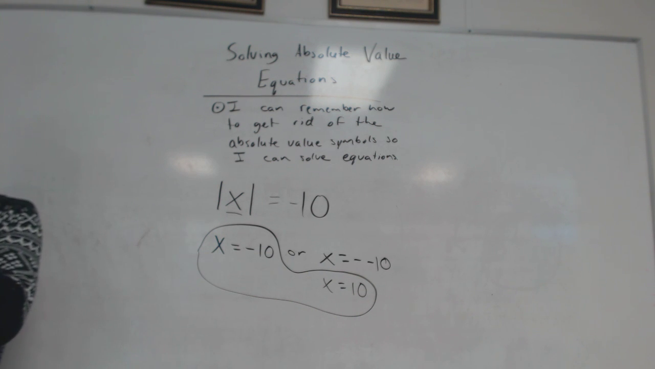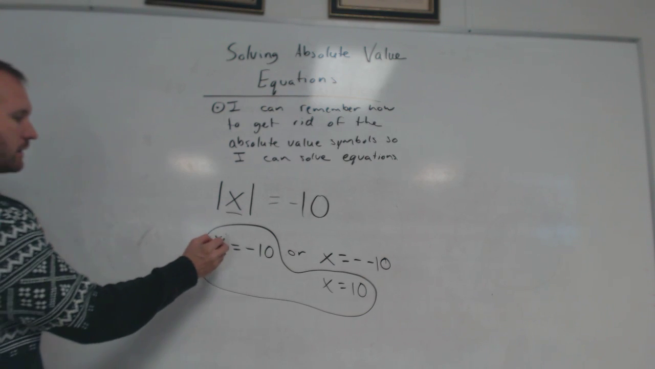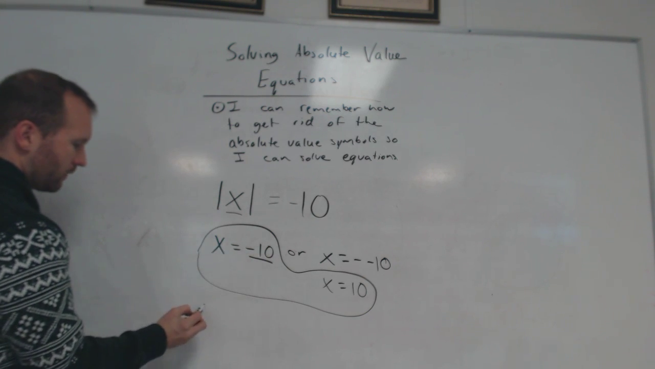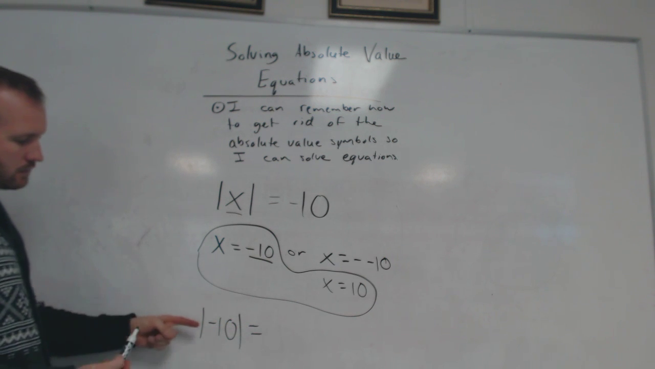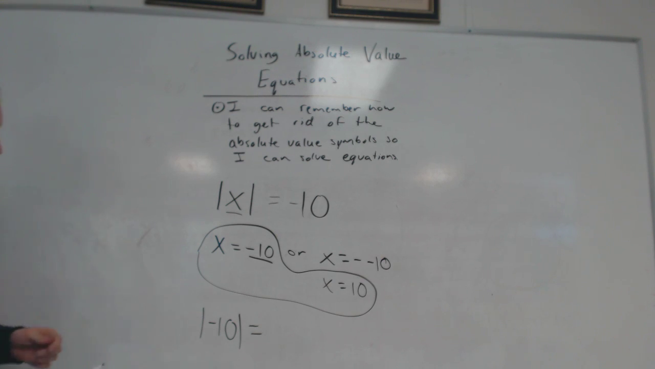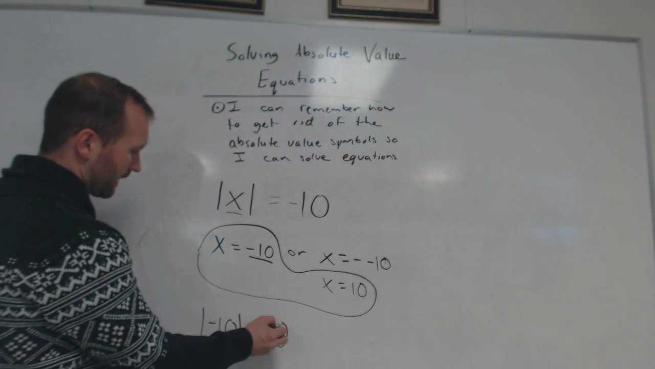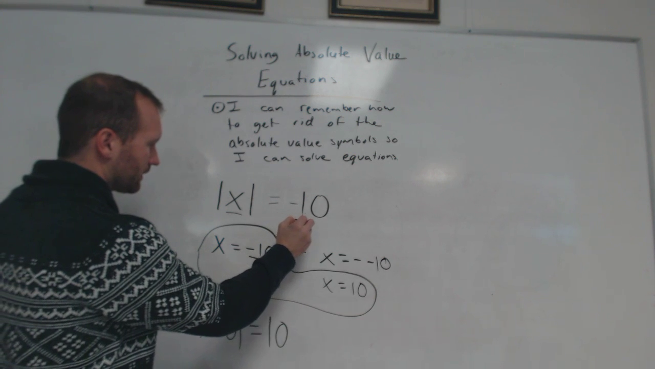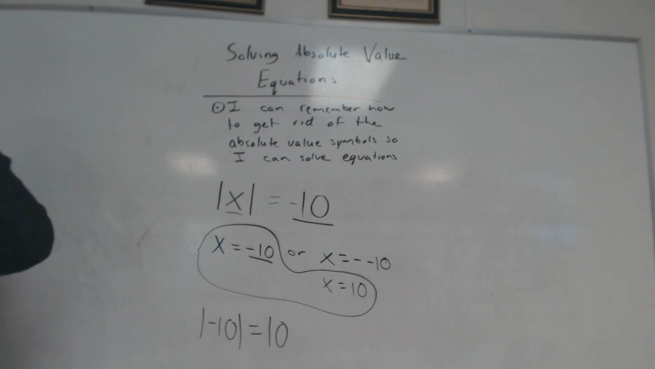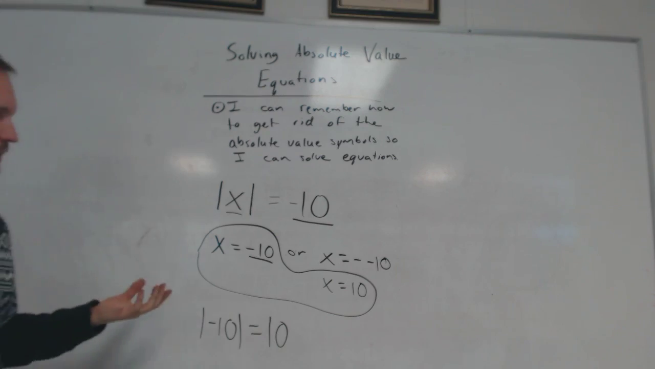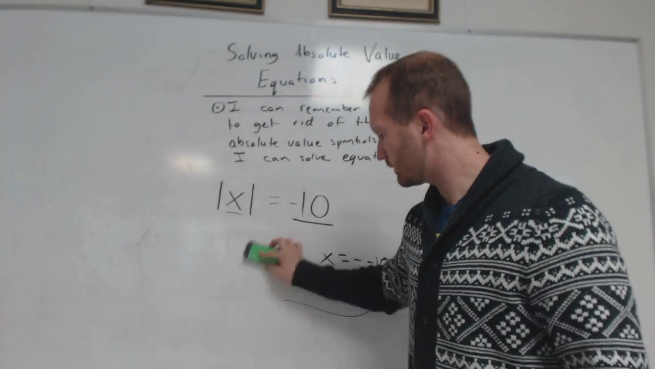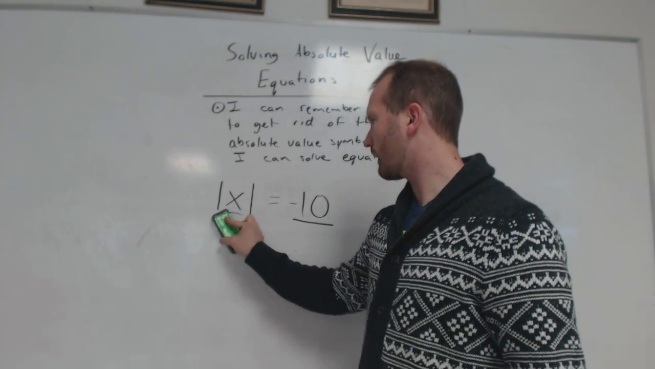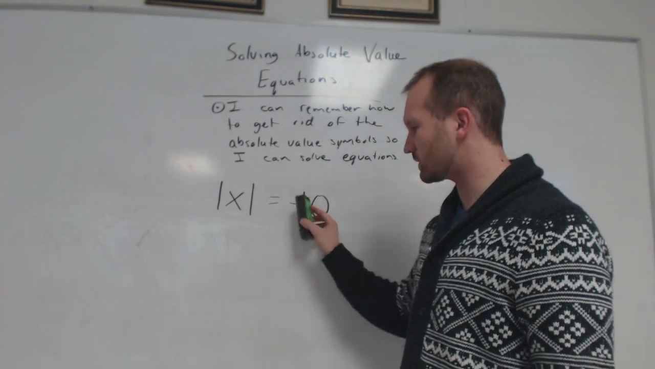Let's just plug it in just to check. Let's see if this actually works. So negative 10 for x. What is the absolute value of negative 10? The absolute value of negative 10 is 10. Wait, I'm supposed to get negative 10. What's going on here? How come this didn't work? Why can I not solve this problem?